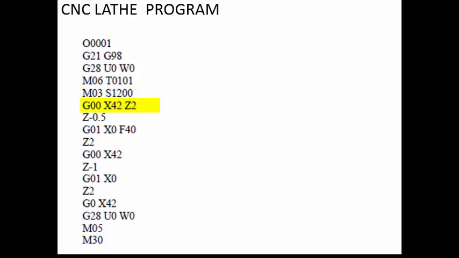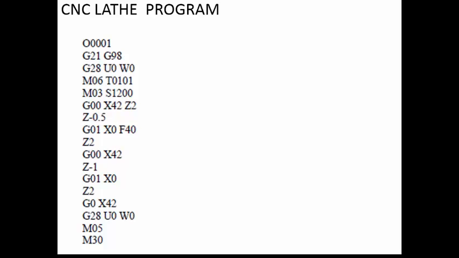Each line of a CNC program is called a block, and in each block you have certain alphabets and numbers. The alphabet and the numbers together are called a word. That is a CNC word. So you have words which form a block, and blocks which form a program.